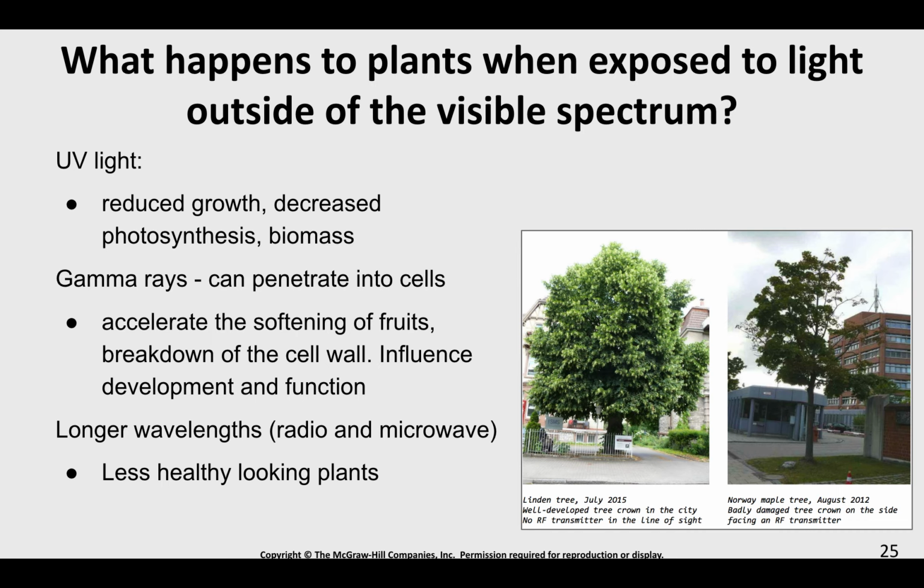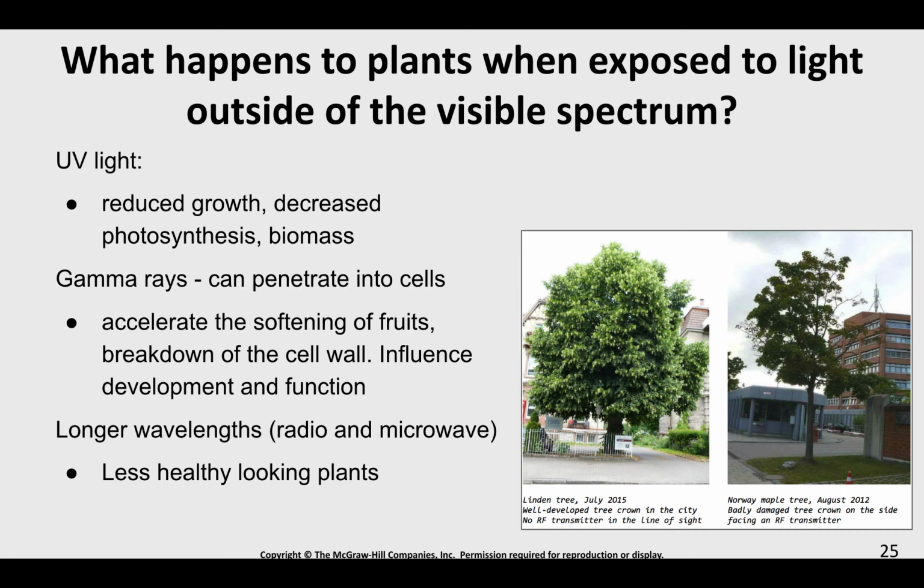Those longer wavelengths are where there's not as much research out there. So we're talking about radio and microwave wavelengths. In general, what I have found is that we get less healthy looking plants, though the research done on this has not been very extensive. One of the lines of research that I found looked at trees. They saw a tree that looked nice and healthy, but then they saw this tree that was growing next to a transmitter, transmitting some of these radio and microwave wavelengths, and it looked a little less healthy. Not a lot of science to back up their claims, though.